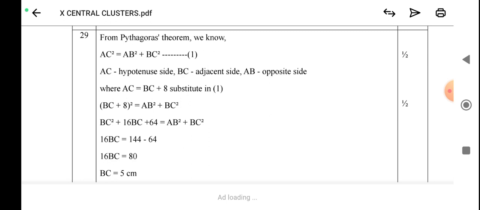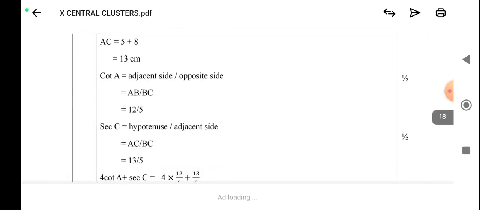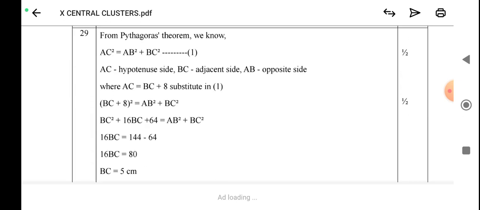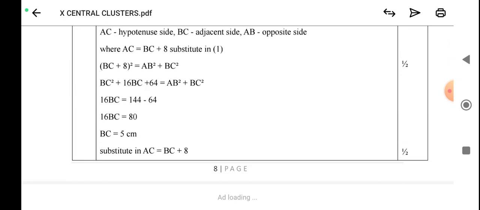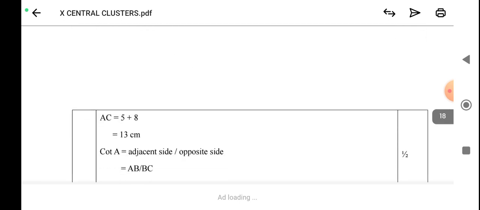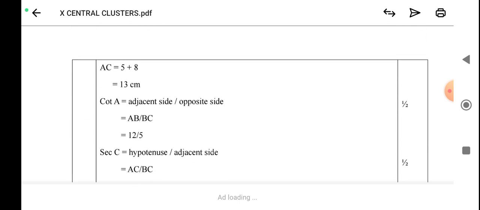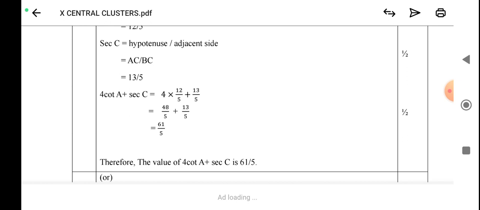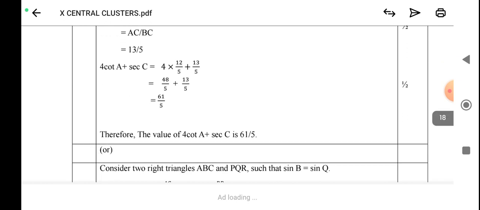29th question is trigonometry only. Normally use the Pythagoras theorem. Substitute and get the value of AC as 13 centimeter. Cot A is adjacent by opposite. Secant C is hypotenuse by adjacent. Then substitute to get the answer 61 by 5.